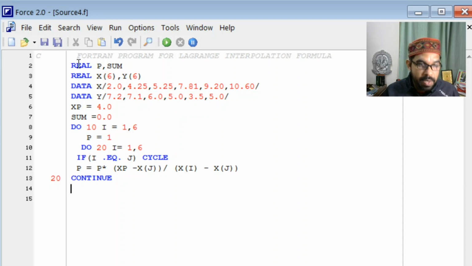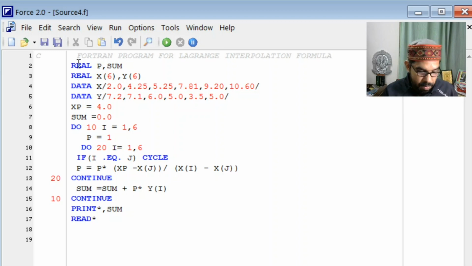And then we write sum is equal to sum plus p into y at I. So this is the required formula that we are writing there. Then continue. Once the process is over, we will print the final answer, that is sum, read star, stop, end. Now let us save this first.